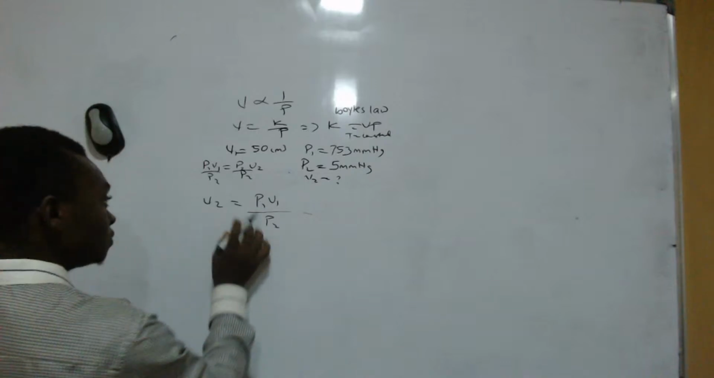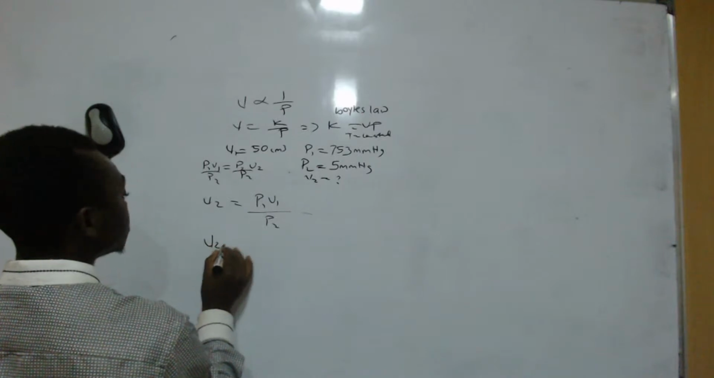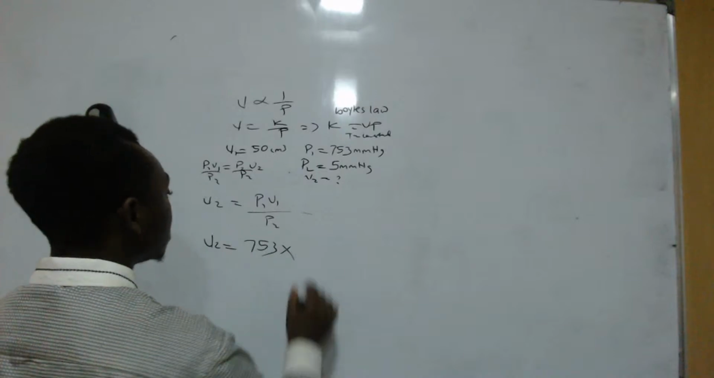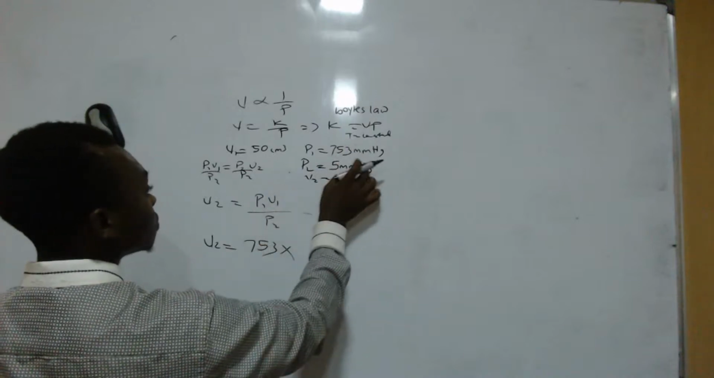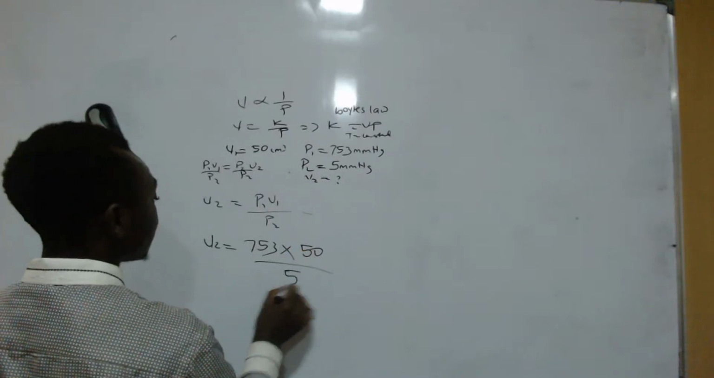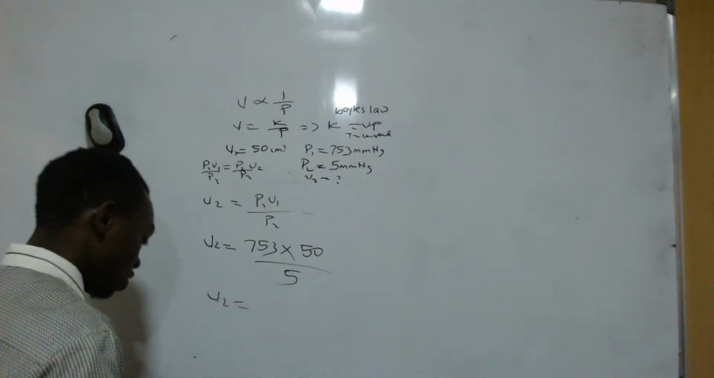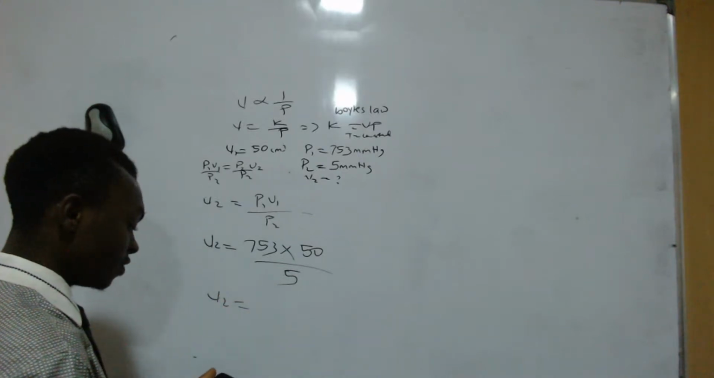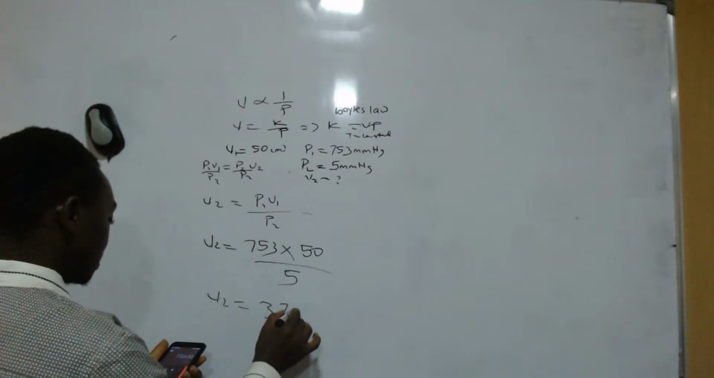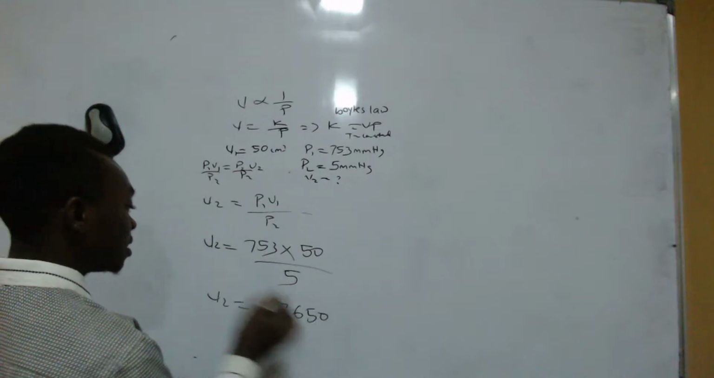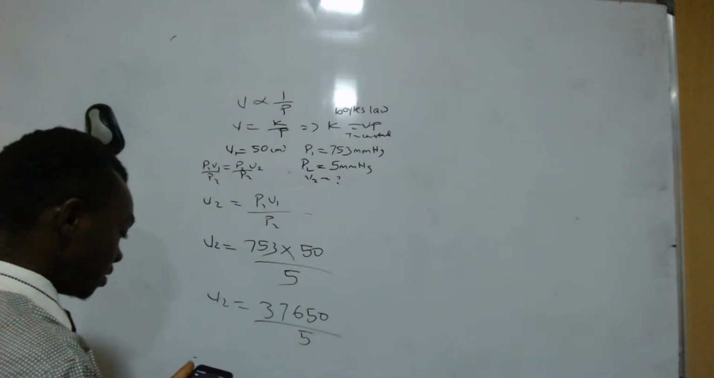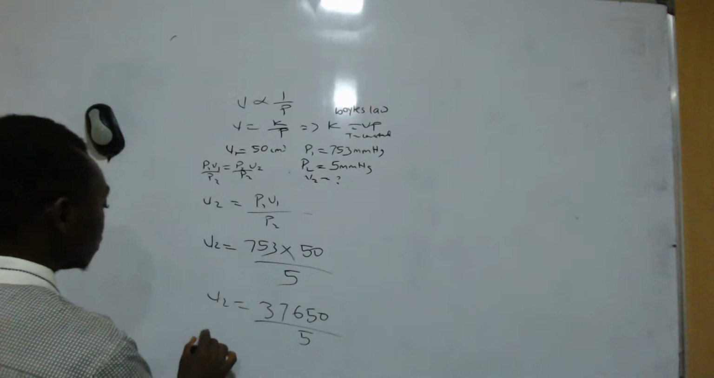So now remember your P1 is 753, so V2 is equal to 753 multiplied by your V1. Your V1 is 50, all over your second pressure, which is now 5. So your V2 is equal to 753 multiplied by 50. This will give you 37,650, and then 37,650 all over 5. So you divide this by 5 to get your second volume.